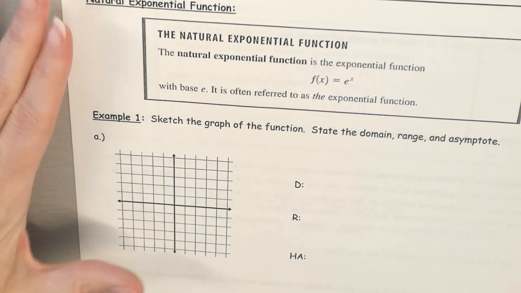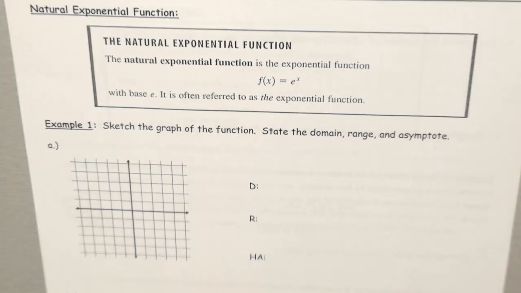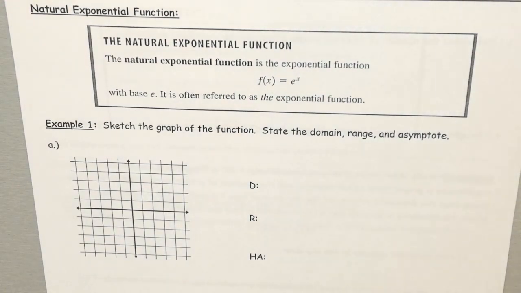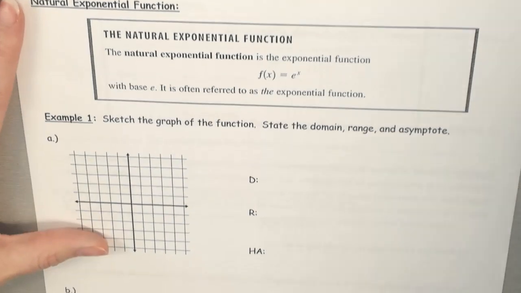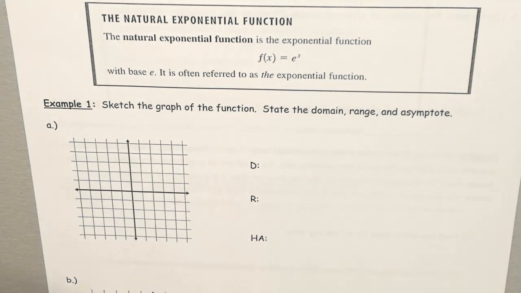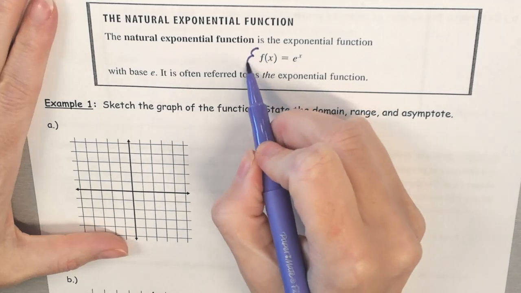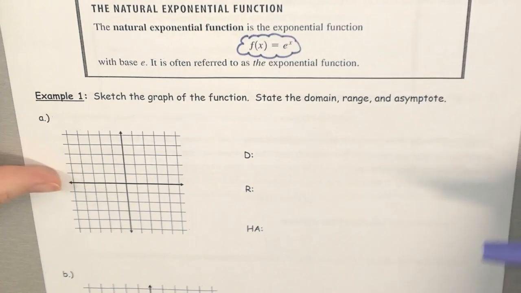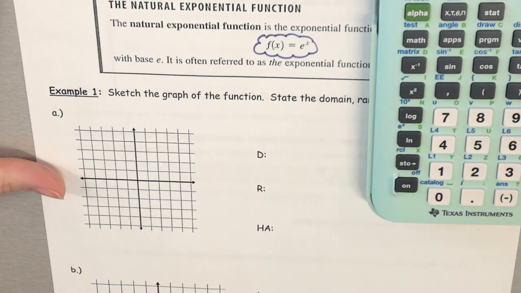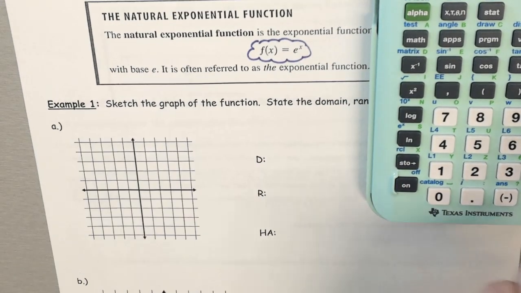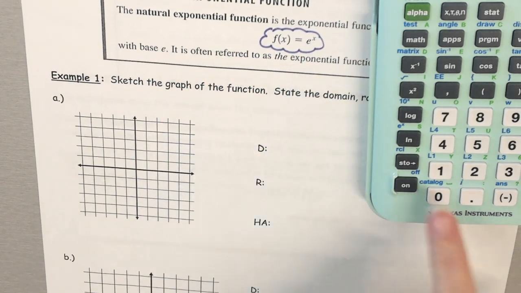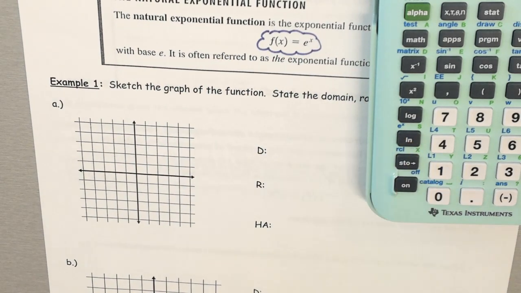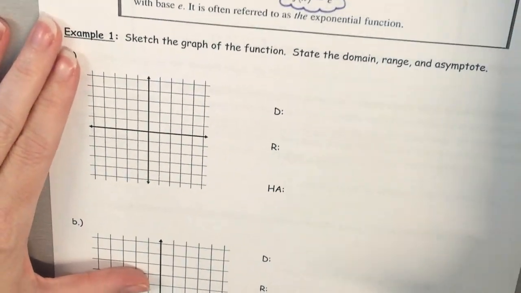Do you guys remember where it is on your calculator? It's with its buddy. Yep, so second natural log. And it's just the natural log because that is the inverse. So e to the x is your exponential function, and it's right here above your natural log. And the base is e.